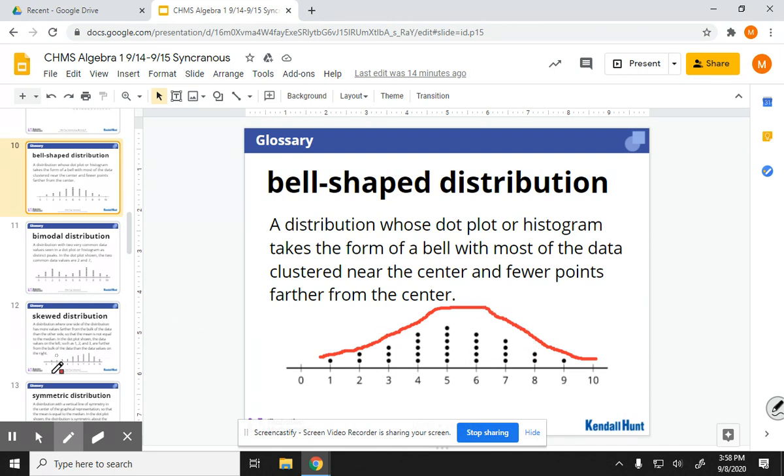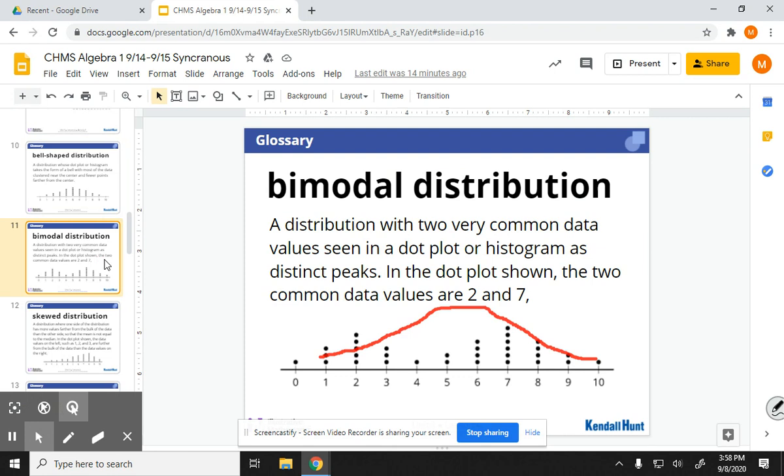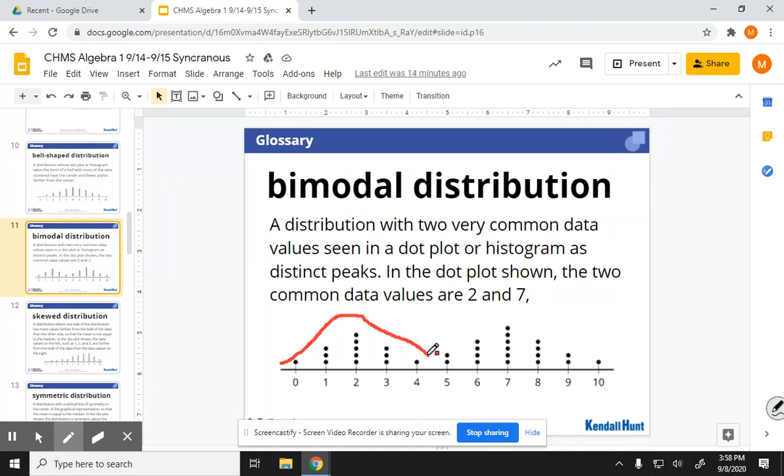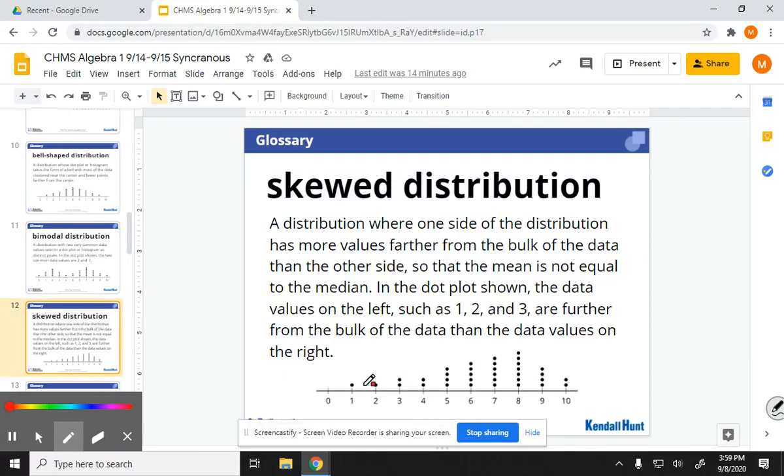Our next way of describing data is bimodal data, bimodal distribution. So the word bi means two, so there's two different mini distributions in this. So it kind of goes down, up, down, and then over here it starts low, goes up, and goes down. So there's kind of like two little bell-shaped data plots here.